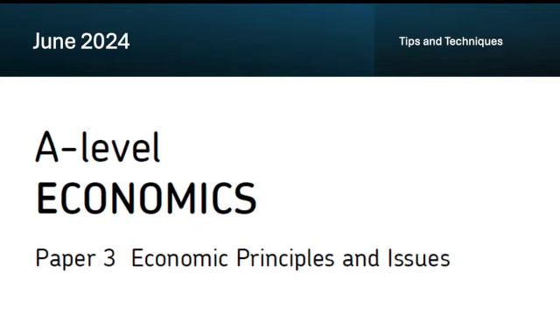This video is for AQA A-Level Economics. It's the paper 3, which is the synoptic paper, and it's called Economic Principles and Issues. And it's going to focus on the 15 marker from June 2024.